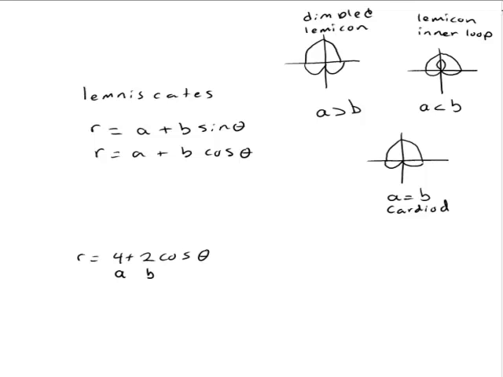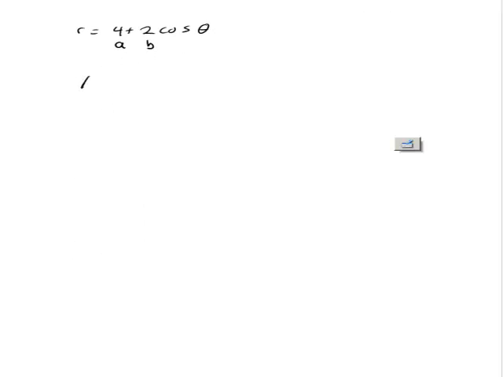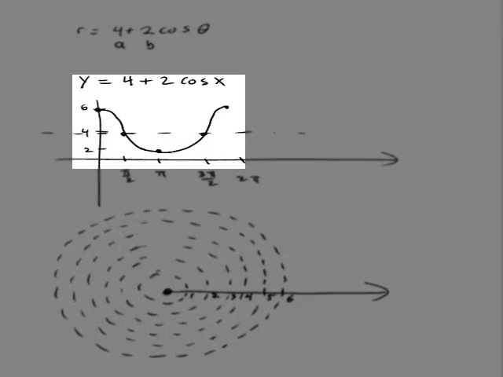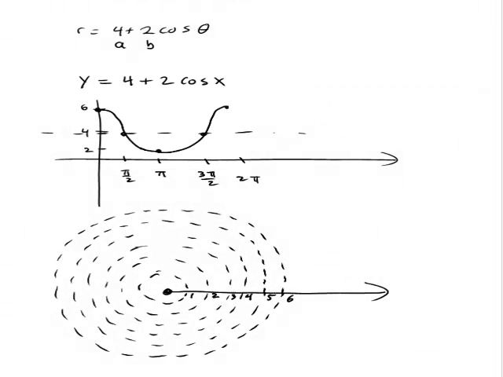So we'll start by first graphing y equals 4 plus 2 cosine x. All right, and so let's draw on our axes. So here's our graph of y equals 4 plus 2 cosine x. And I also went ahead and sketched in the polar coordinate system as well. I went all the way out to 6 because the biggest that r will get is 6, as we can see here from the graph of y equals 4 plus 2 cosine x.